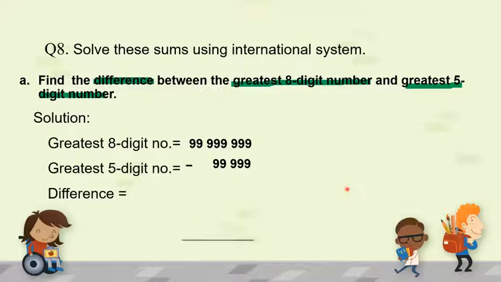And for subtraction, you must know that we will start subtracting from the ones column, and 9 minus 9 will be 0. Similarly, 9 minus 9 will be 0 again, and so on. So you can see that your answer will be 99,900,000. So this is your required difference.